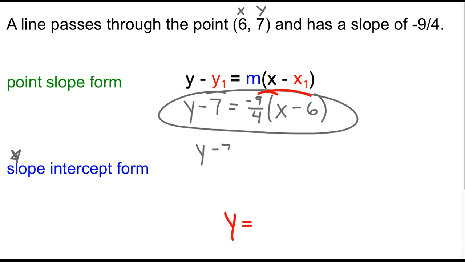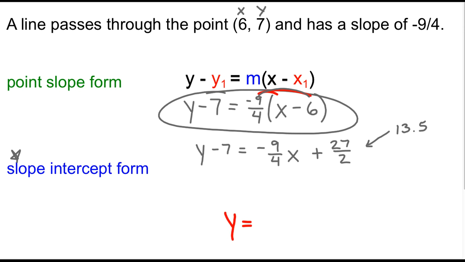So y minus 7 equals negative 9/4 x. Negative 9/4 times negative 6. Use a calculator if necessary. You might leave your answer as a fraction, you might get a decimal. It really doesn't matter. If you prefer to deal with fractions, you can. Otherwise, you could write it as a decimal, which would be 13.5. That works as well.